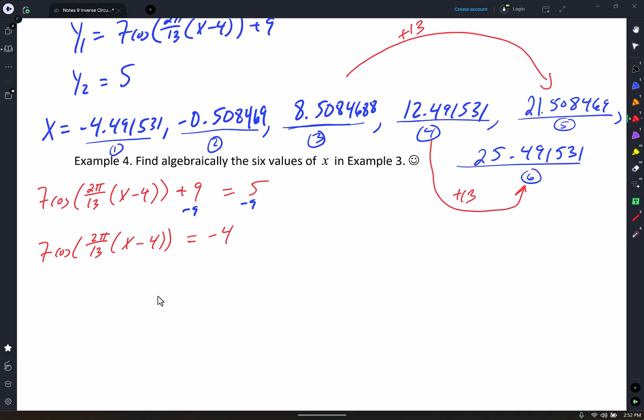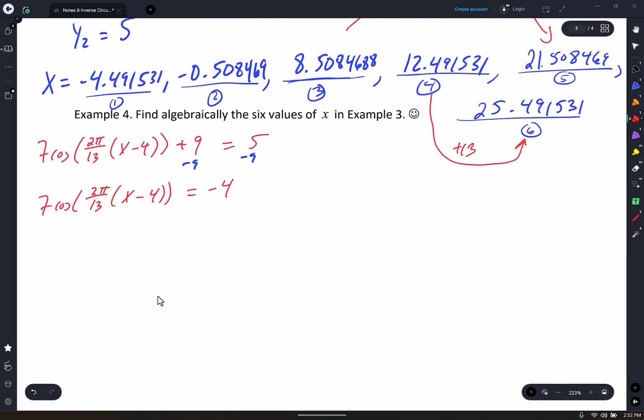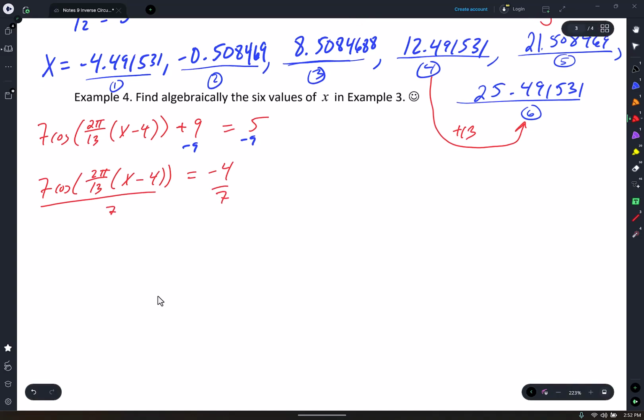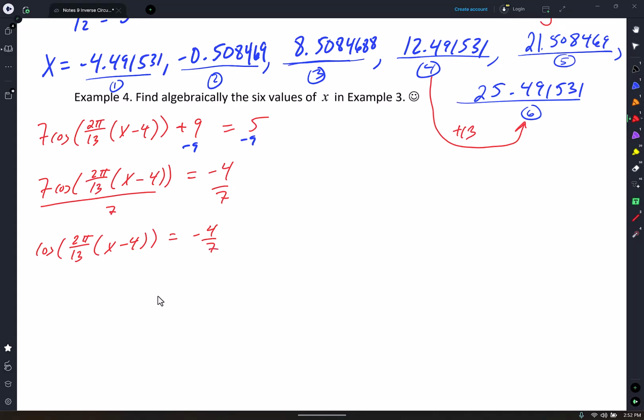Are we still okay so far, guys? Okay, now I have a product. I have 7 times cosine. Remember, we're trying to solve for x. So I got to get rid of that 7, and I get rid of that 7 by dividing. So divide by 7, divide by 7. So now you're going to get cosine(2 pi over 13 (x minus 4)) equals negative 4/7. So catch up to there.